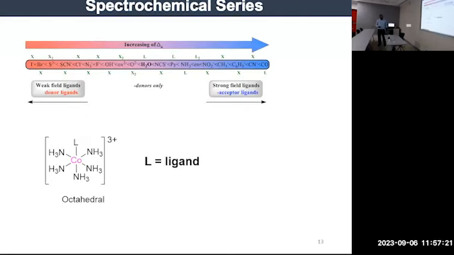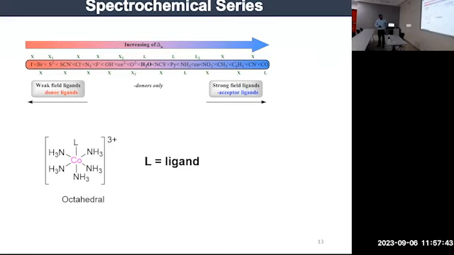Next, the spectrochemical series. I think I told you about this [Co(NH3)6]3+ complex. If you replace NH3 by different ligands with different donor ability, starting from iodide to carbonyl, you get different delta values. You can measure them spectroscopically and determine them.